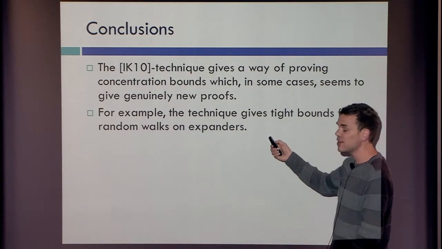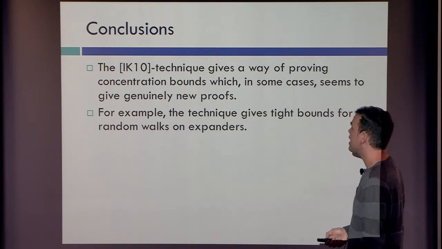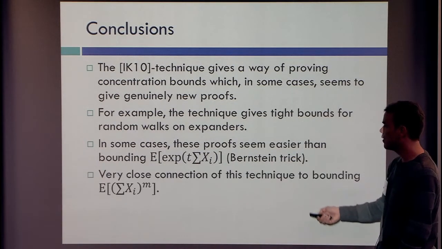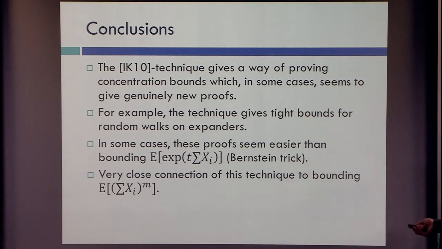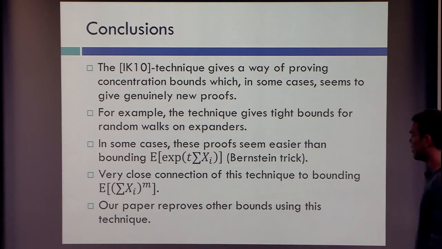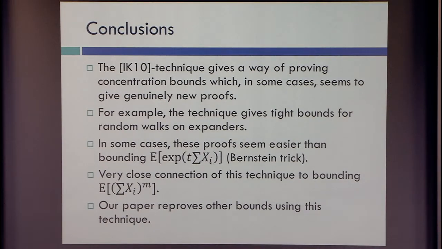And the technique is still powerful. It can be used to give tight bounds for random walks on expanders. And in some cases, the one I told you about in the beginning, it seems easier than bounding this expectation. However, there is a very close connection of the technique to bounding the mth moment. And just as a side remark, we have some reproving of other bounds using this technique. Thank you.